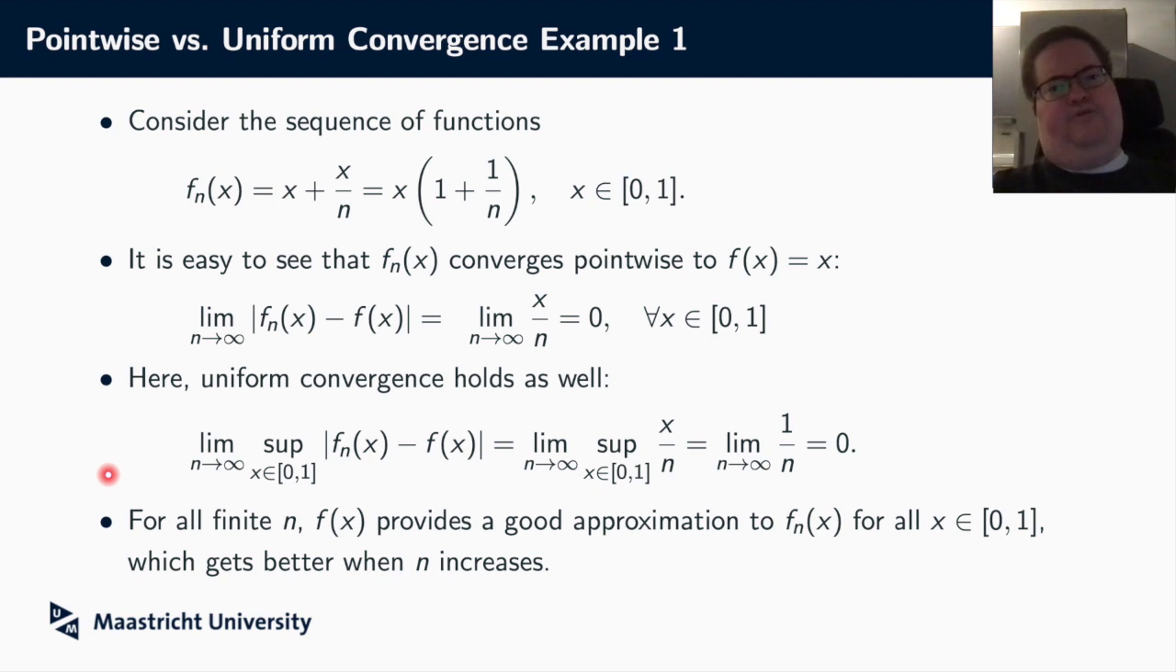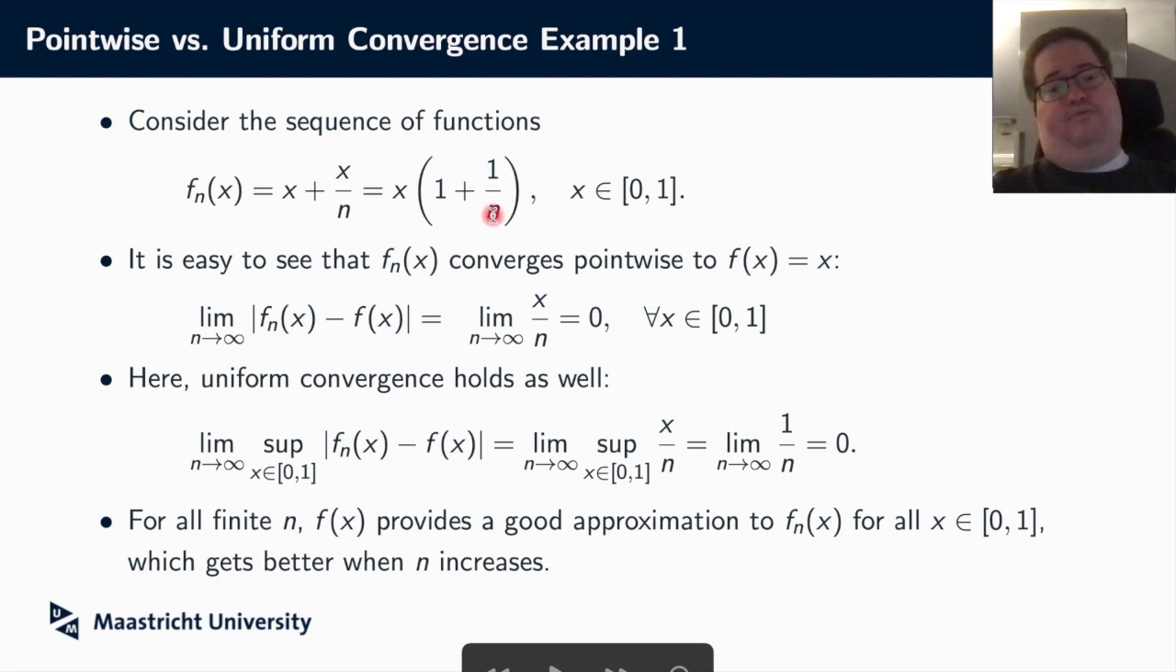Now let's first look at some functions to get a bit of a feeling for this before we move on to the actual statistics. So let's take some simple functions and look at whether they converge just pointwise or also uniformly, and what that implies for the finite n approximations. So first take a simple function, which is just x plus x over n, or x times 1 over 1 plus n.